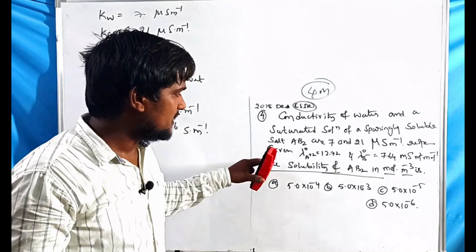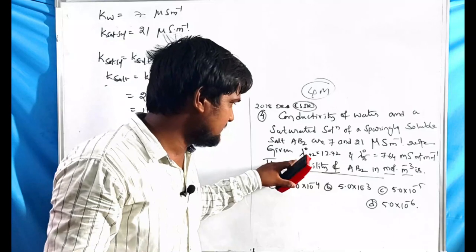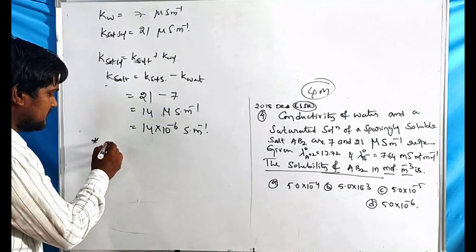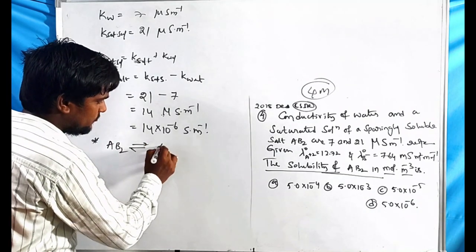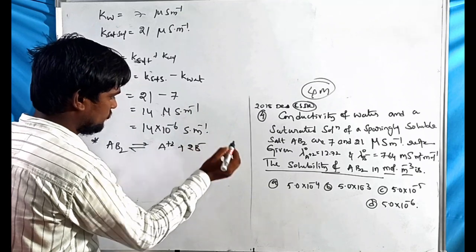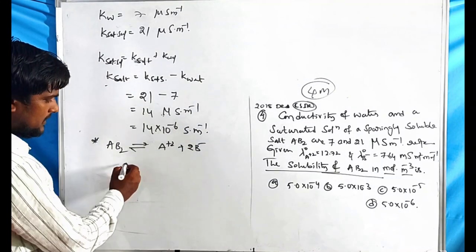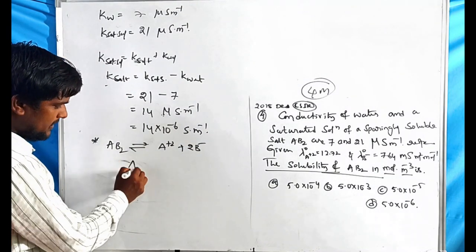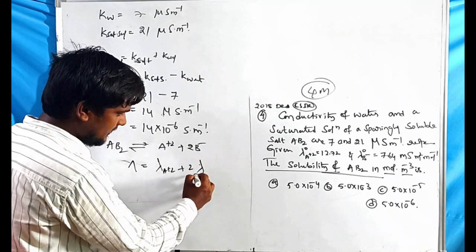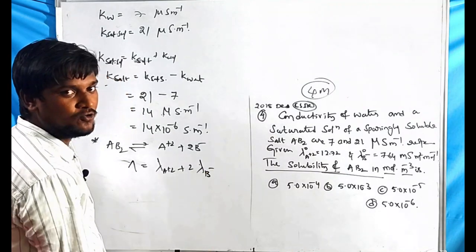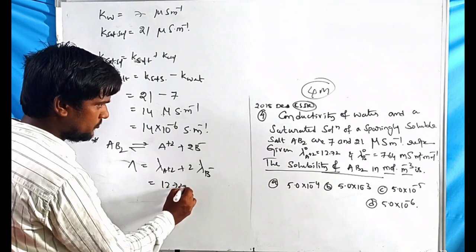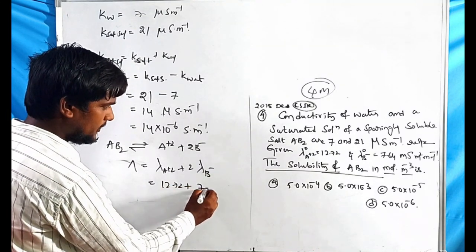They are given certain values of the ionic conductance, and with the help of ionic conductance we can find the value. They are given the salt AB2, so AB2 can dissociate into A^2+ and 2B^-. So they are given the lambda equivalent values. Here ionic conductance of A^2+, plus the ionic conductance of 2 moles of B^-. So lambda A^2+ is 12.72 plus lambda B^- is 7.64.